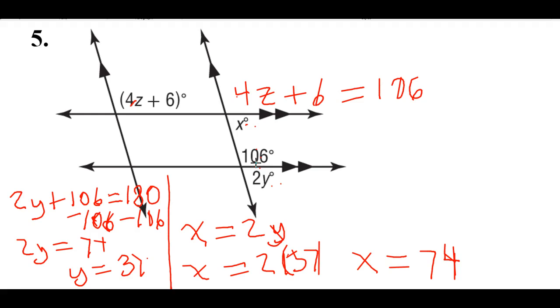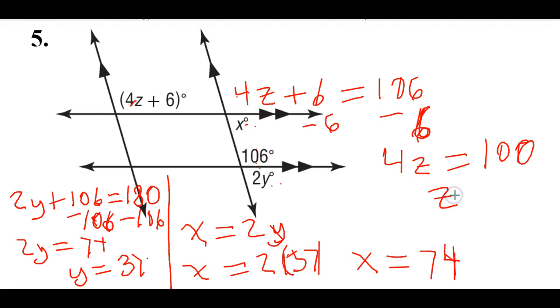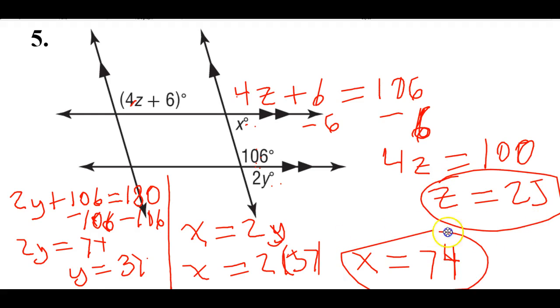So we would subtract 6 from both sides. So 4z is equal to 100. So we should have got that z is 25. So that would be your correct set of 3 solutions there.